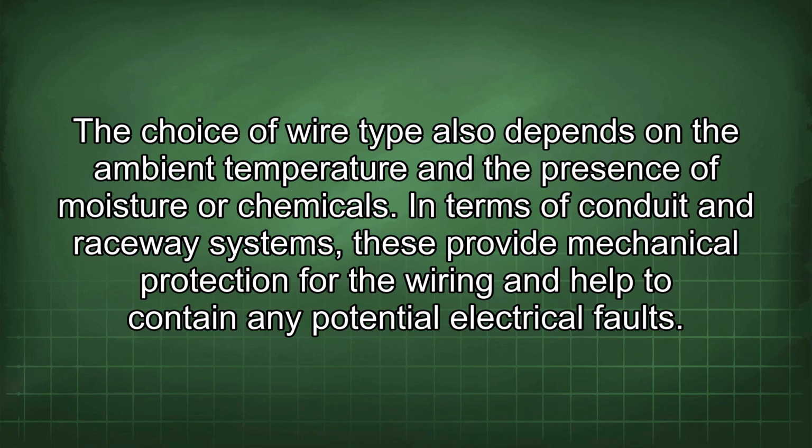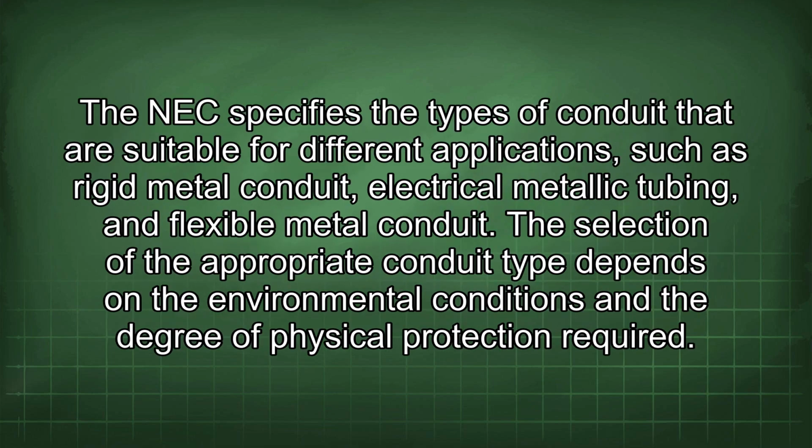In terms of conduit and raceway systems, these provide mechanical protection for the wiring and help to contain any potential electrical faults. The NEC specifies the types of conduit that are suitable for different applications, such as rigid metal conduit, electrical metallic tubing, and flexible metal conduit. The selection of the appropriate conduit type depends on the environmental conditions and the degree of physical protection required.